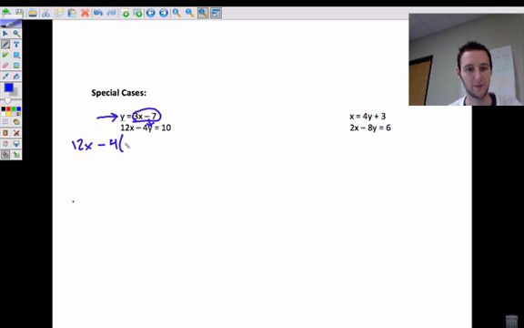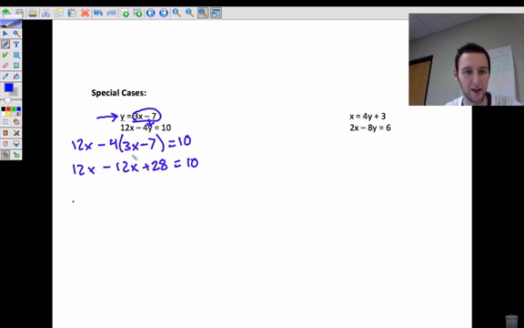12x minus 4. Instead of y, I'm just putting that 3x minus 7 equals 10. And we end up getting a 12x minus a 12x and then plus a 28 equals 10. Okay. If we start to combine like terms, we're going to end up with 0 x's over here. 12x minus 12x is 0x. And all that we're left with is 28 equals 10. Now, obviously, this is not true. Okay. 28 does not equal 10.